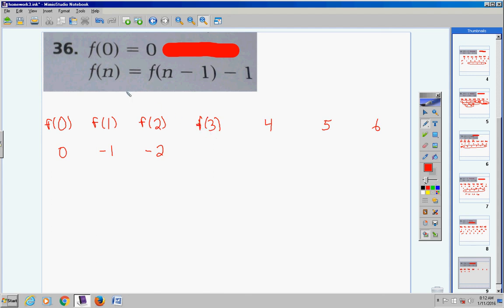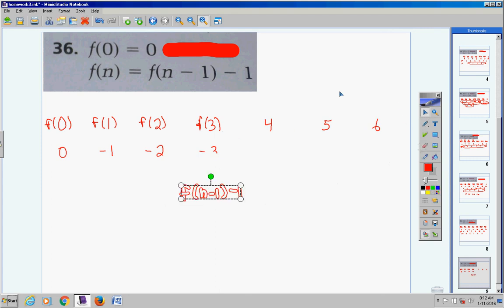F of 3. Alright, here we go. I'm going to substitute 3 in for n, okay? 3 minus 1 is 2, so I have f of 2 right here. F of 2 is negative 2. Bring down your negative 1. You owe me 2, you owe me 1 more. That's negative 3. Alright, so there we go.